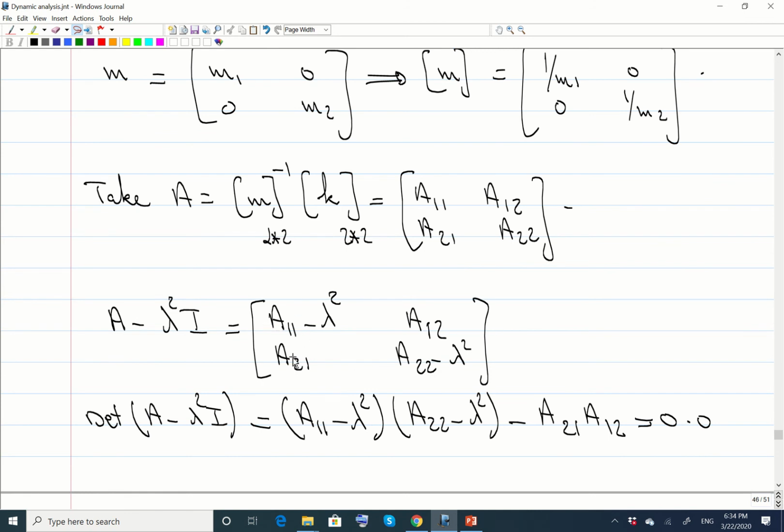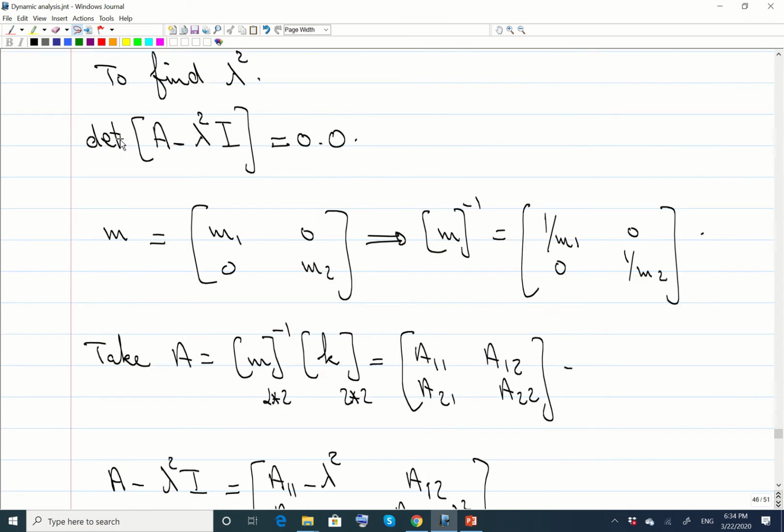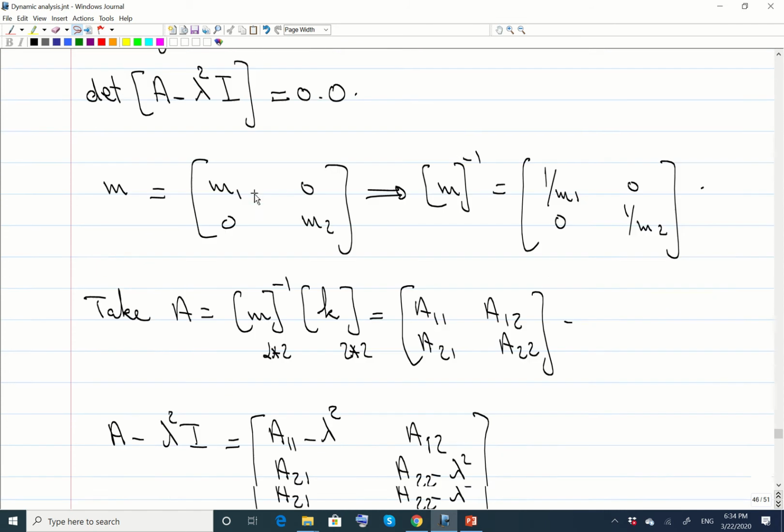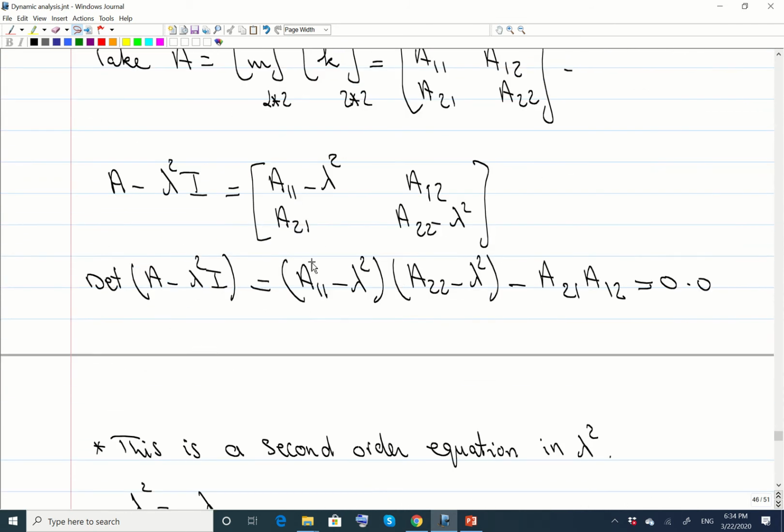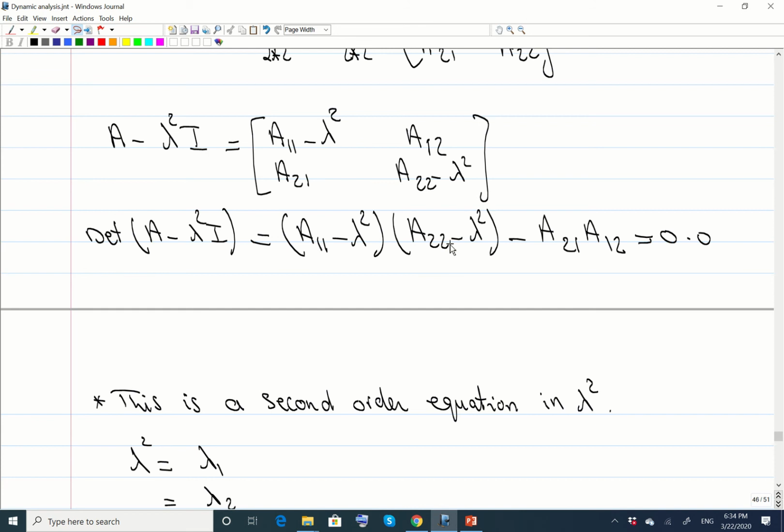Okay, so this matrix, the determinant of it has to be 0 in order to have a solution, okay? So the determinant of this matrix will be just the multiplication of this diagonal minus the multiplication of the other diagonal. So (A11 minus lambda squared) multiplied by (A22 minus lambda squared) minus A12 multiplied by A21 equal to 0. Those are constants, okay?